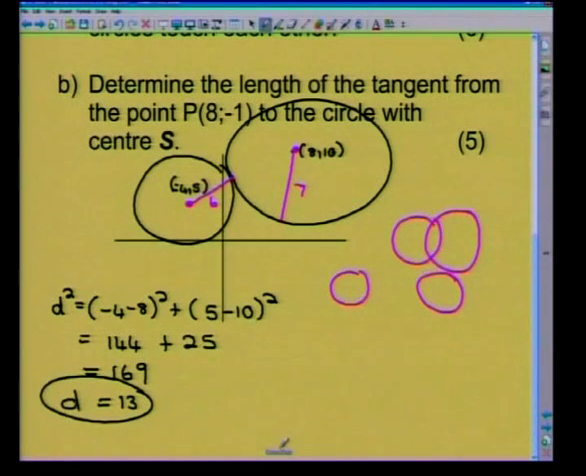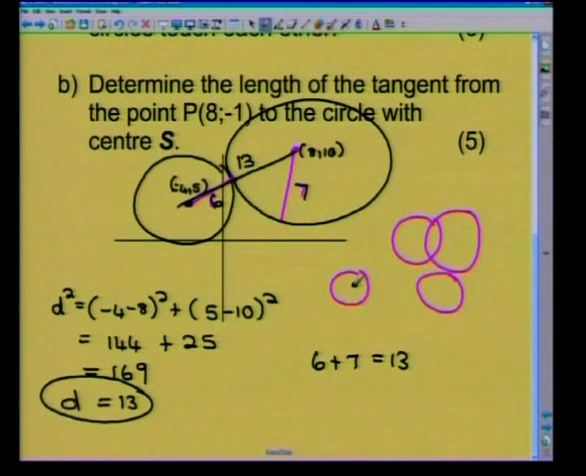Now, that's very good news because this here is made up of 6 and this here is made up of 7, and 6 plus 7 makes 13. So the only way for this distance to have been 13 is for those 2 circles to have touched.